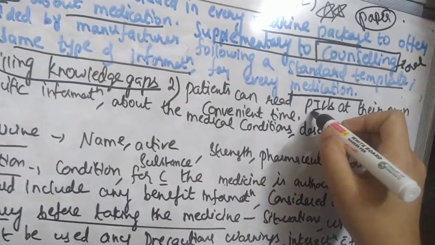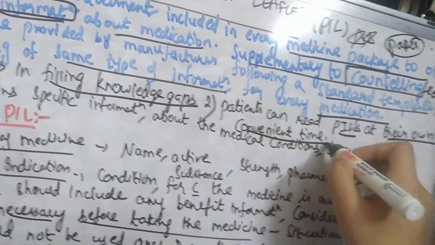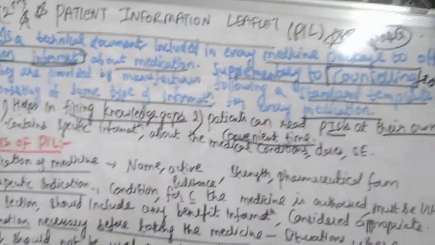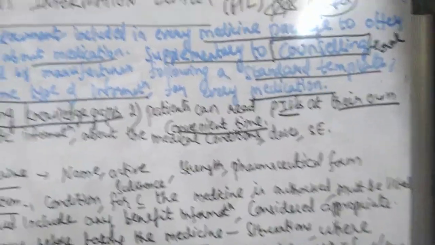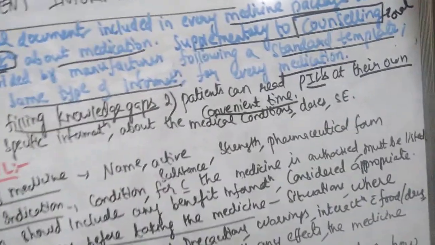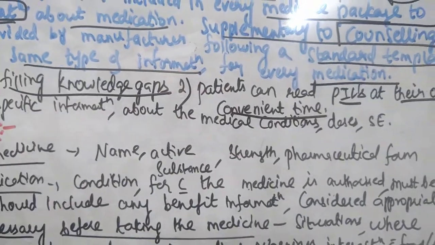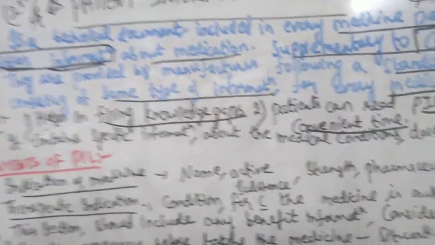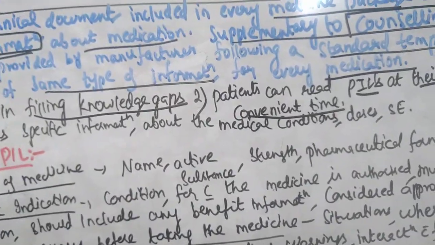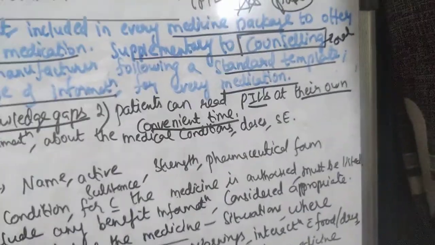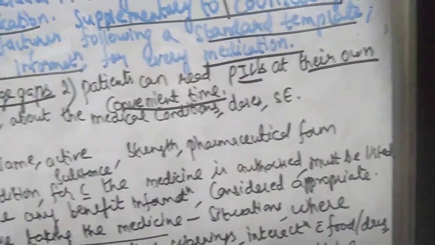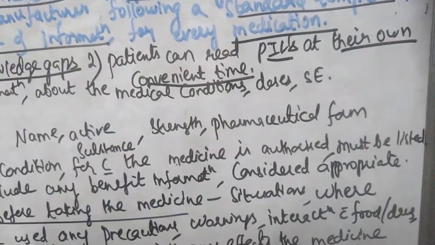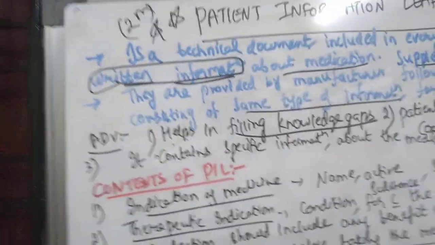The next, patient can read PILs at their own convenient time. See, when we are in the counseling stage, whenever we are in the pharmacy, whatever information the pharmacist is providing, we have no other option than listening at the same time when he is instructing us. That time only we should be alert and informative. But in case of PILs, whenever you feel like reading it, whenever you have your own time, you can sit in your own place and read at your own convenient time. So that is the main advantage of having a patient information leaflet.